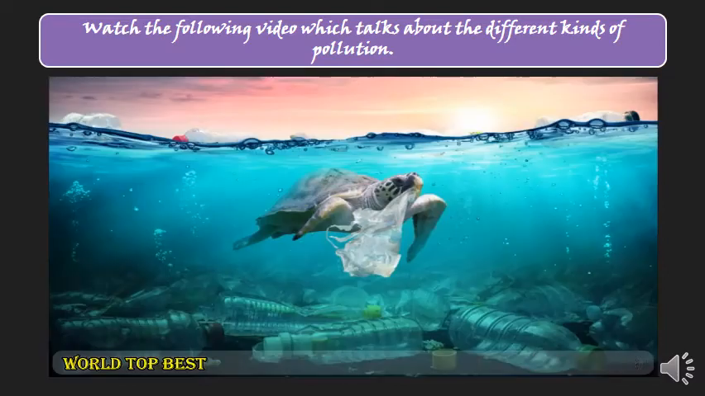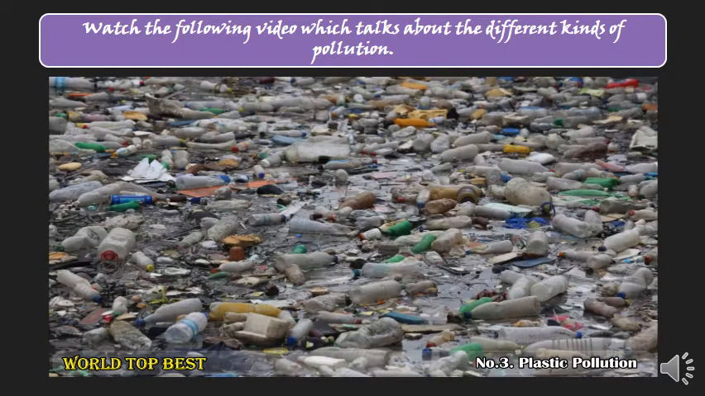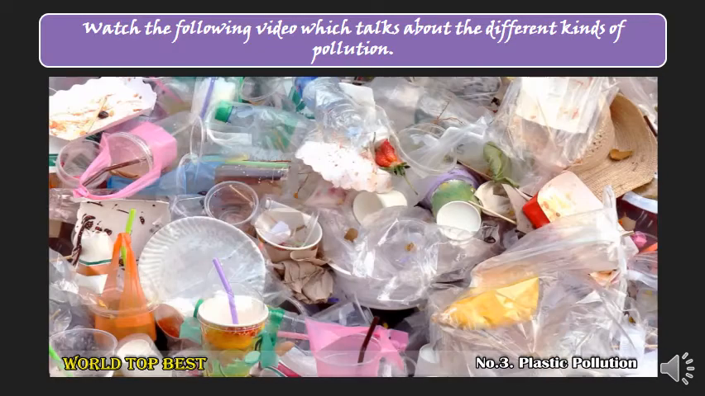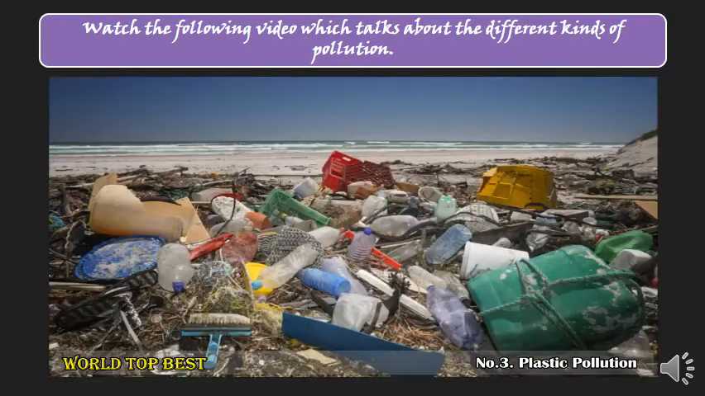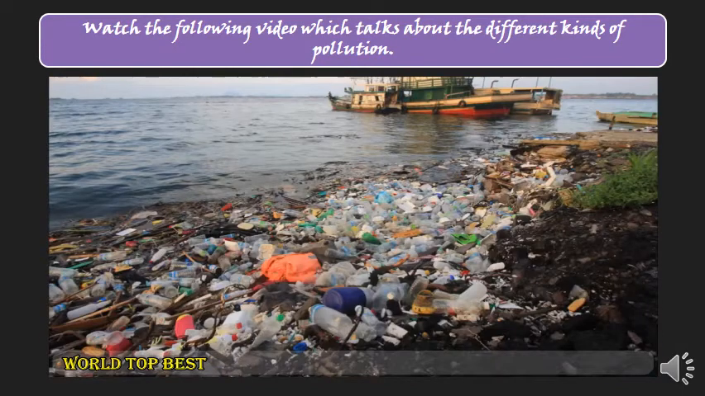Number 3. Plastic pollution. Plastic pollution is the accumulation of plastic objects and particles in the Earth's environment that adversely affects wildlife habitat, and humans. Plastic, a non-biodegradable substance, is extremely harmful to all life on Earth. Every year, thousands of animals lose their lives due to plastic pollution. Most of the plastic waste generated in the world end up in the oceans, where they cause great harm to the marine ecosystem.